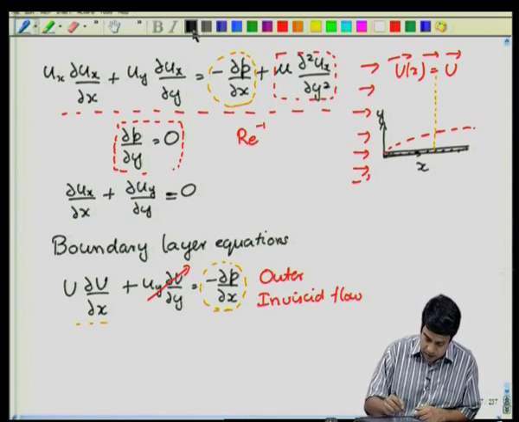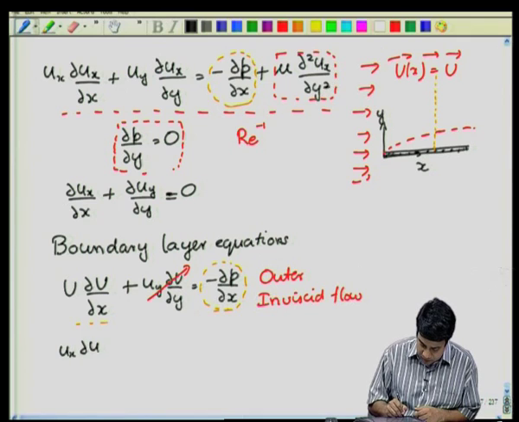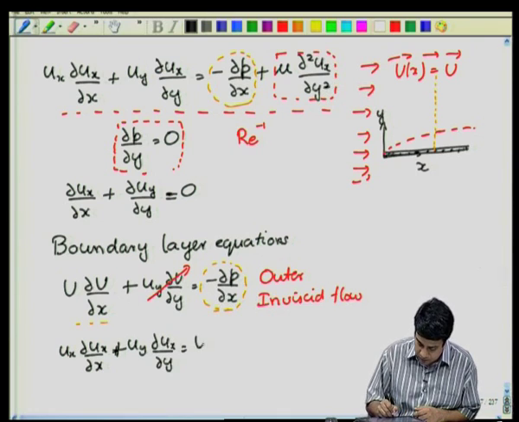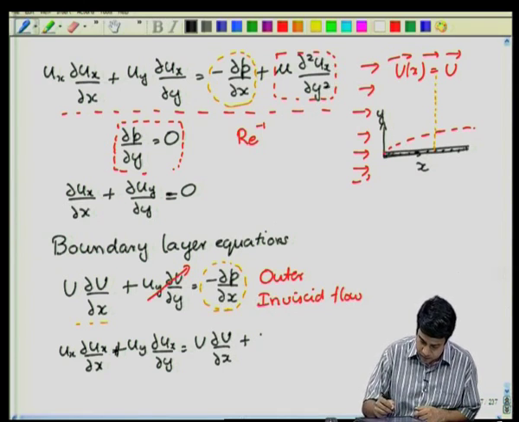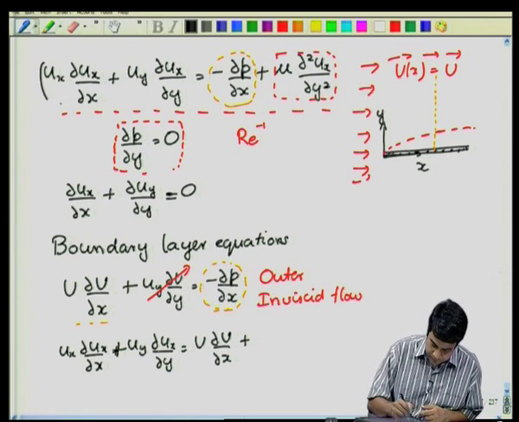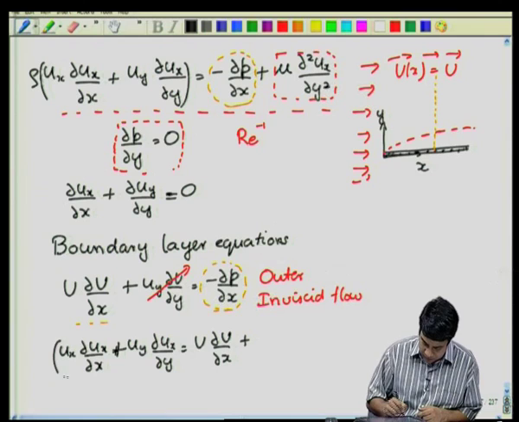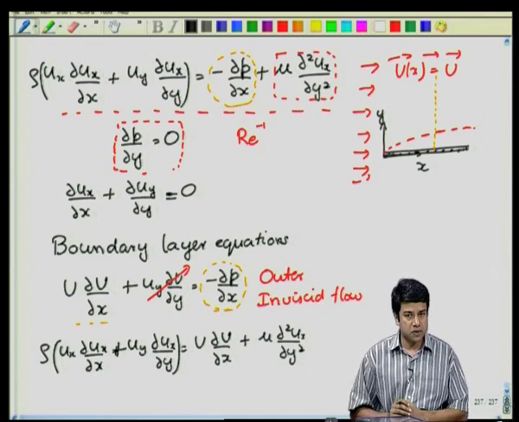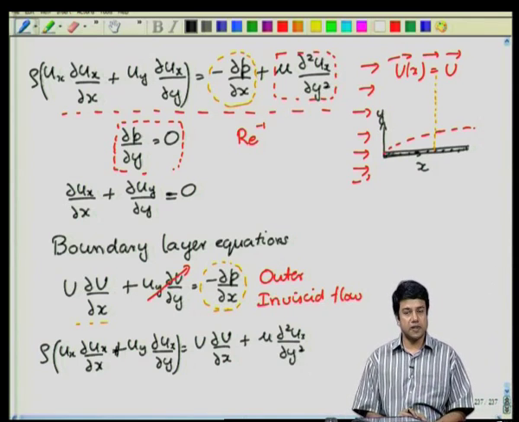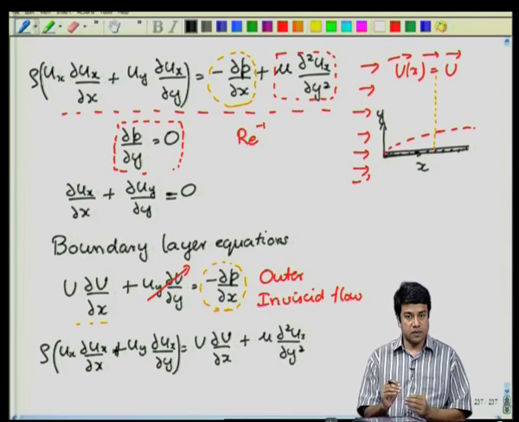And my equation becomes u x partial u x by partial x plus u y partial u x by partial y is equal to U partial U by partial x, there should be a rho here, plus mu partial square u x by partial y squared. So, those are the boundary layer equations expressed in terms of the free stream velocity far from the surface.